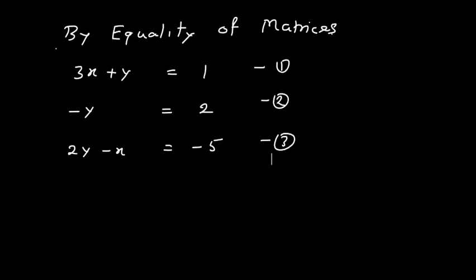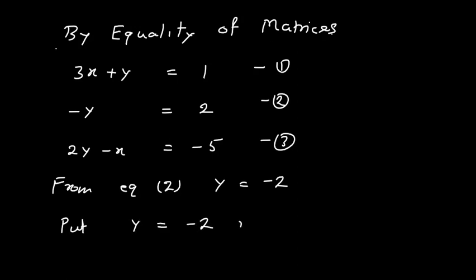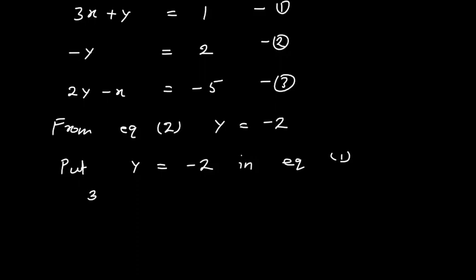Okay, so from equation 2 we get y equal to minus 2, and then we put y equal to minus 2 in equation 1. So we can put in 1 or we can put in 3. So when we put in 1 we get 3x plus y. So what is y? Y is minus 2, equal to 1.